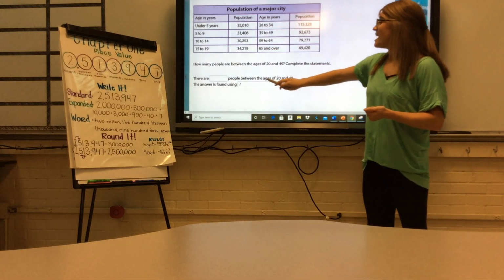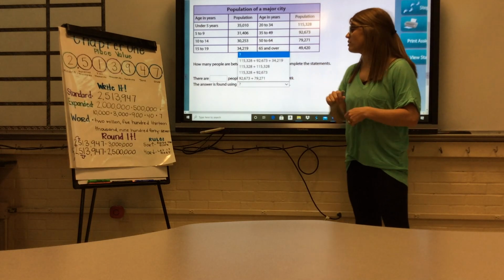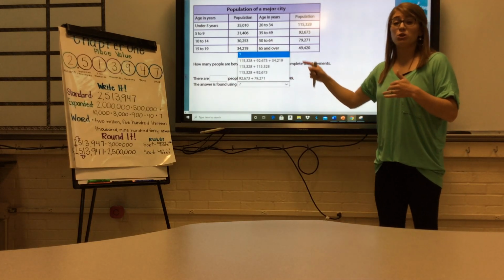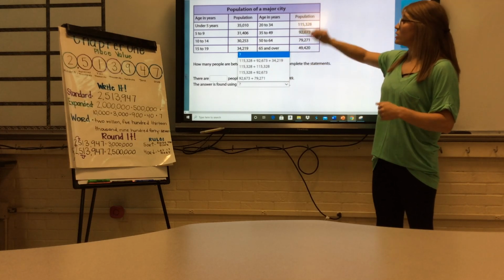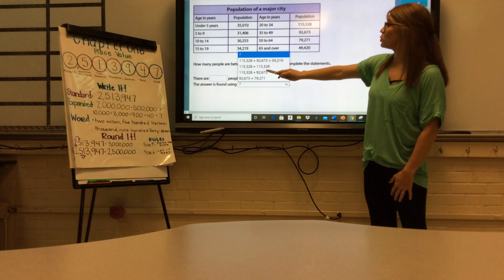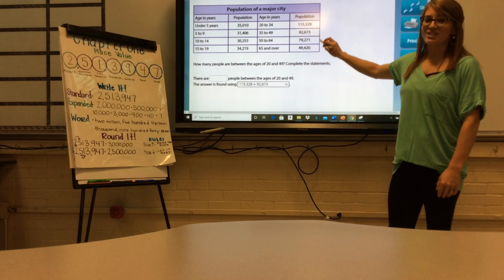Good job, guys. And same thing, you would type your answer in this box and then tell them how you found your answer. And you're going to make sure that you click the right answer choice that matched what you added together, which was 115,328 plus 92,673. Good job, guys.